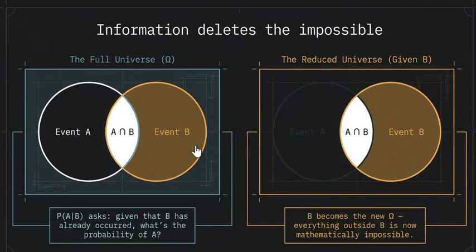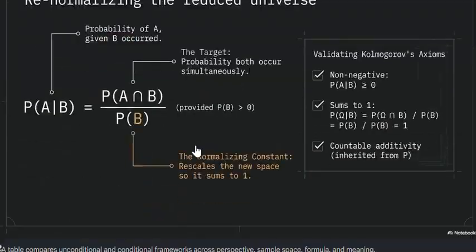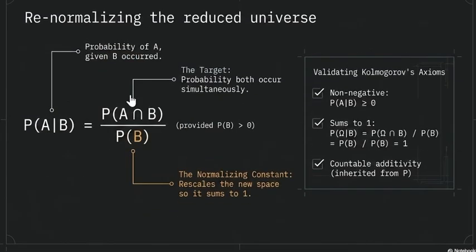Now, the formal definition, how you will put it in a formula, here it is written. Probability of A intersection B upon probability of B is equal to probability of A given B. Okay, so here, probability of A intersection B means the probability that both occur simultaneously. Probability of B is just a normalizing constant. So it rescales, so the new space comes to 1.